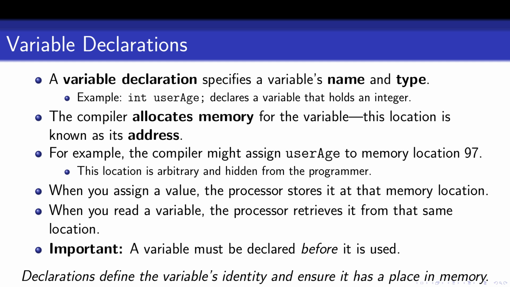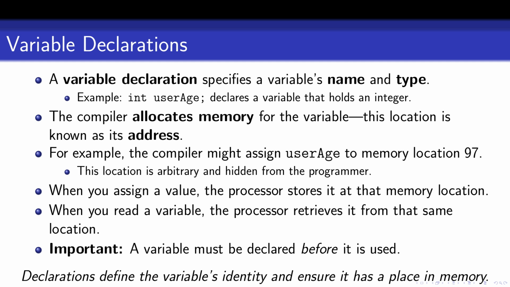Before you use a variable, you must declare it. A variable declaration tells the compiler what kind of value the variable will hold and gives it a name. For example, int userAge declares a variable named userAge that can store an integer. Behind the scenes, the compiler reserves a memory location for that variable, maybe location 97, though the exact address doesn't matter to you. What's important is that userAge now has a space in memory where a value can be stored.